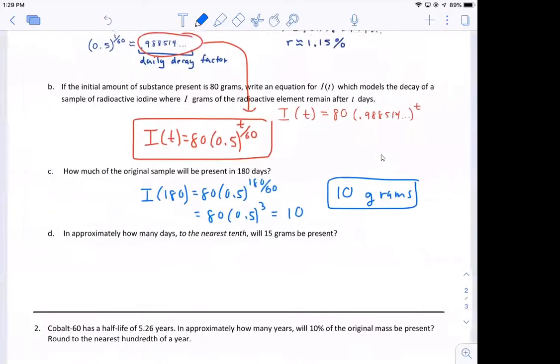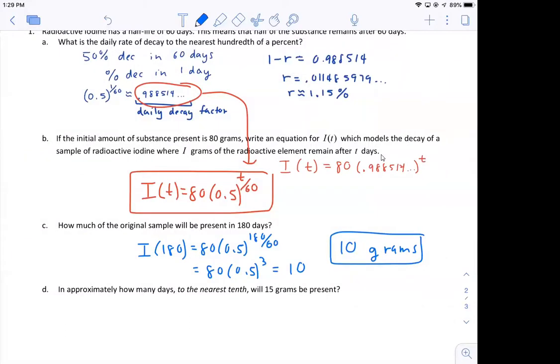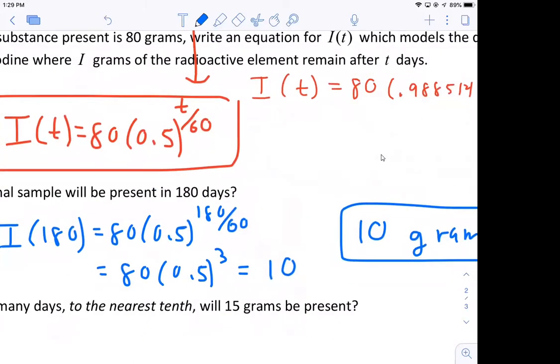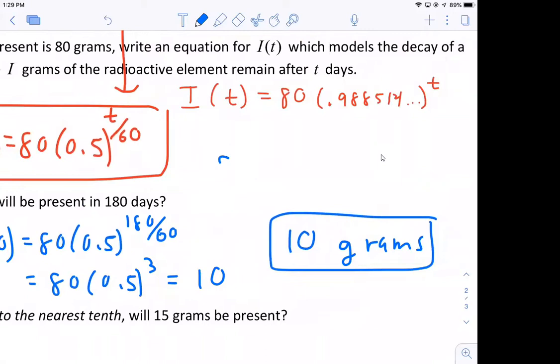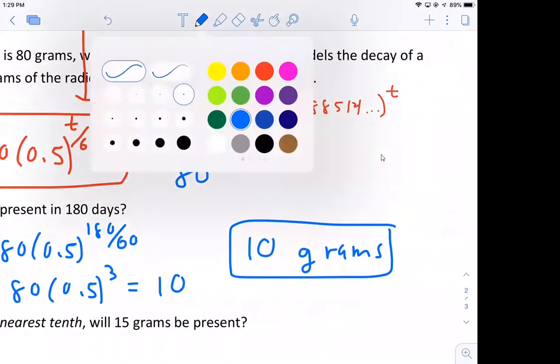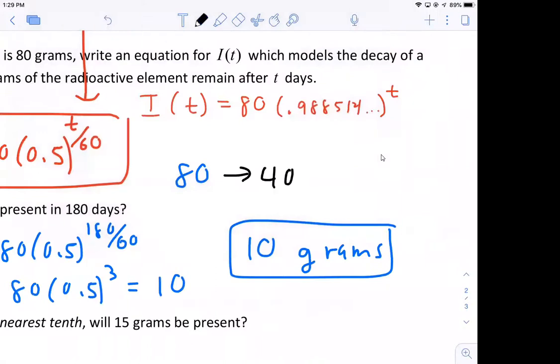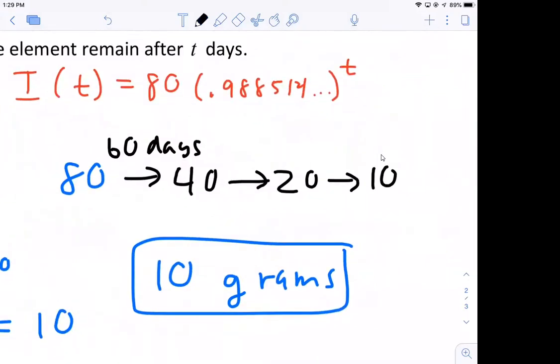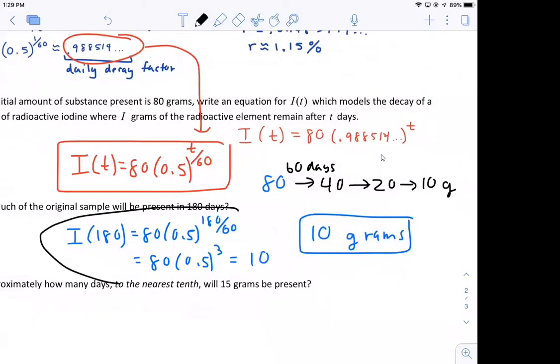If we think about the definition of half-life, this should make a lot of sense. Half-life is the amount of time it takes to decay to half the original amount. So if the half-life is 60 days, in 180 days, won't it decay in half 3 times? 180 divided by 60 is 3. So we start with 80. After 60 days, we're going to have 40. After another 60 days, 20. And then after another 60 days, 10 grams, which matches exactly how we wrote our equation.